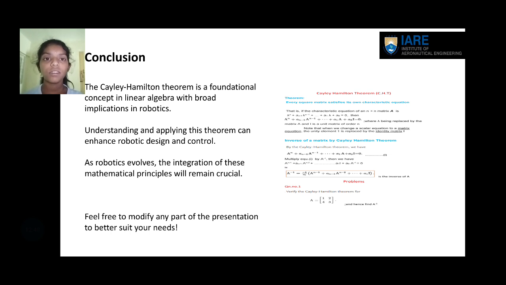And the conclusion is, the Cayley-Hamilton theorem is a foundational concept in linear algebra with broad implications in robotics. Understanding and applying this theorem can enhance robotic design and control. As robotics evolves, the integration of these mathematical principles will remain crucial.